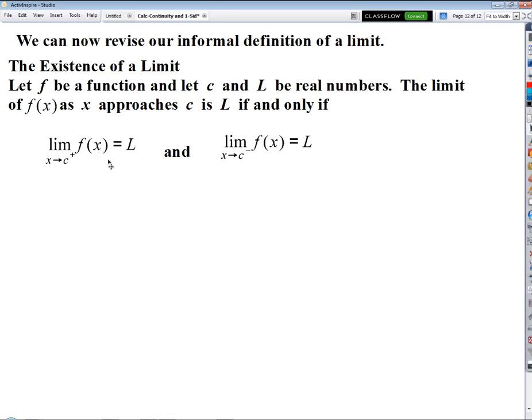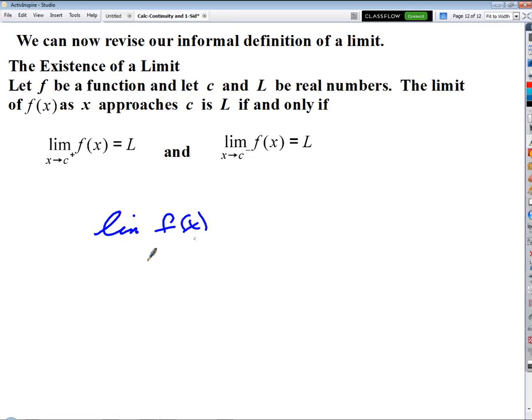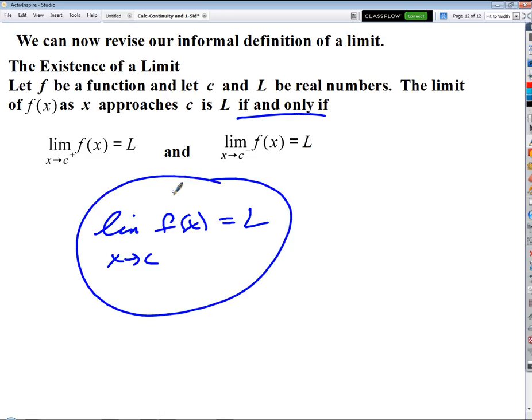Doesn't this make sense? The existence of a limit: let f be a function, let c and L be real numbers. The limit of f of x as x approaches c, which we always just write this way, equals L if and only if these two conditions are met, right? If the limit of f of x as x approaches c from the right is L, and the limit of f of x as x approaches c from the left is L. We just said that, right? That's essentially like saying the ants agree. Then we have our two-sided limit.